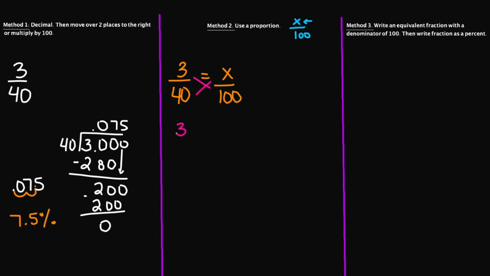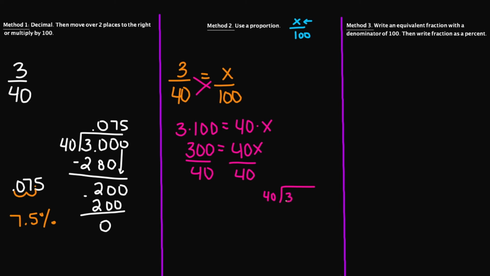So 3 times 100 equals 40 times x. So 300 equals 40x. Divide by 40, divide by 40. So we have here 40 and then 300. 40 goes into 300 7 times. 40 times 7 is 280. 300 minus 280 is 20.